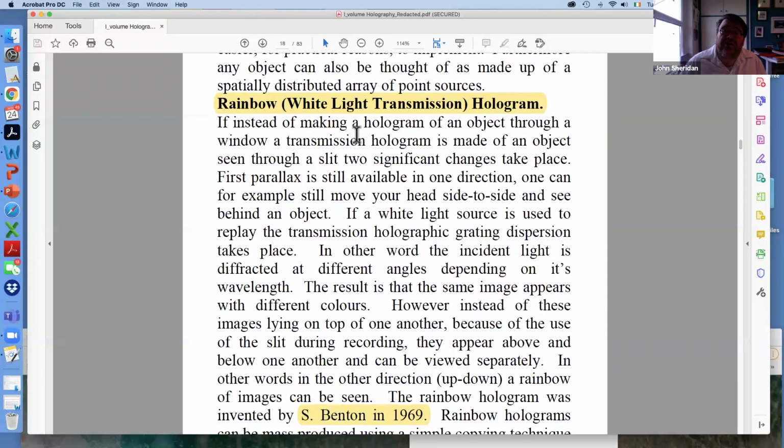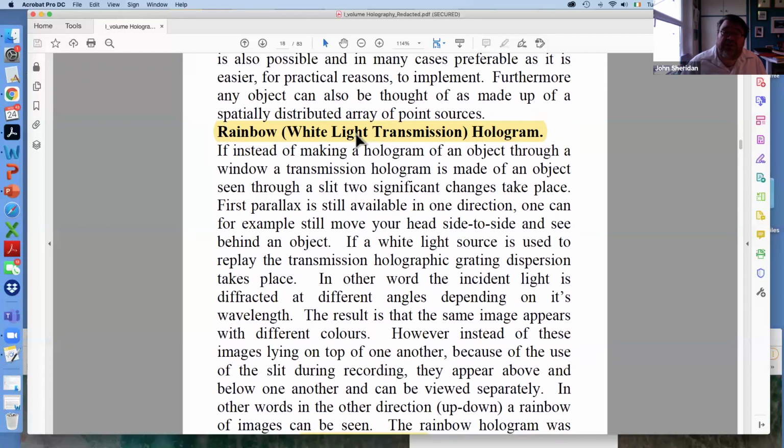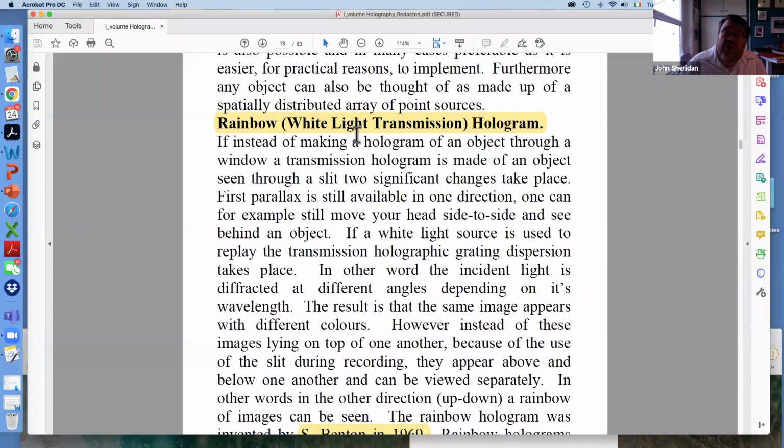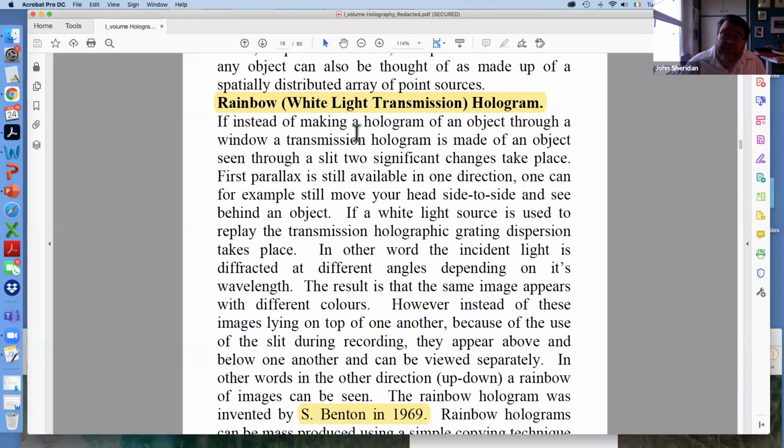Now, another type of hologram, which you'll hear referred to, is the rainbow white light transmission hologram. If you've seen holograms regularly, they've probably been on your credit cards, and those are essentially rainbow, white light transmission holograms or reflection holograms. Instead of recording light from a light source which is a point, you record using a beam, either from the object and/or from the reference, through a slit. So instead of these nice plane waves, you take a slit view.